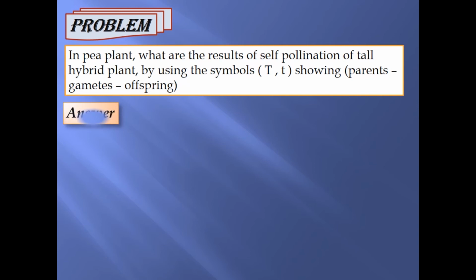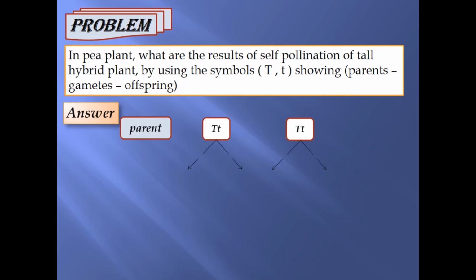First, you will write the genotype of the parent cell. As long as in our problem the parents are of the same type, which is hybrid tall plants, and hybrid means that the two genes which represent such a trait must be different, one of them is written in capital form from the dominant trait, and the other is written in small letter form from the recessive trait. So the genotype of the parent cell will be capital T, small t, and that of the other cell will be capital T, small t.